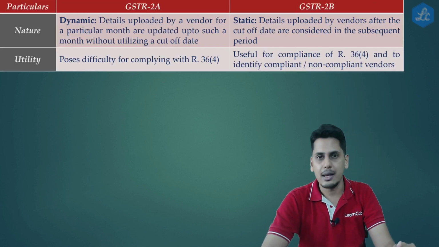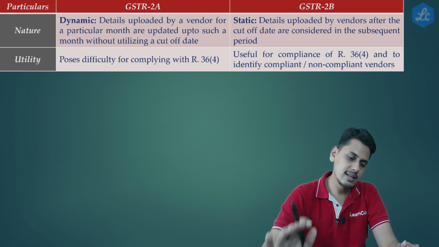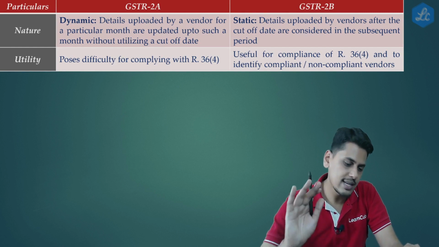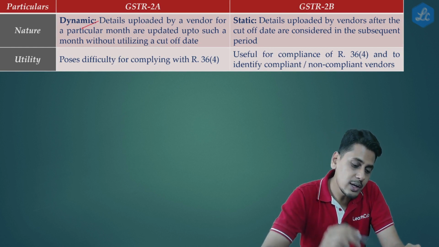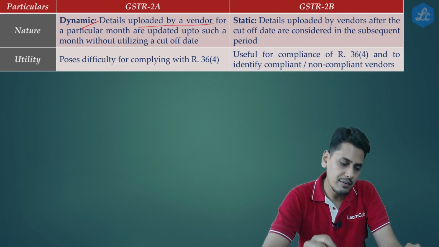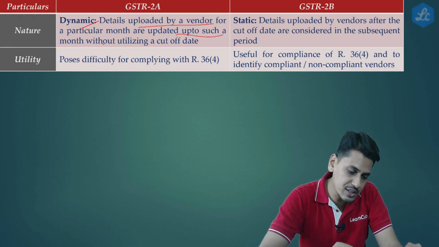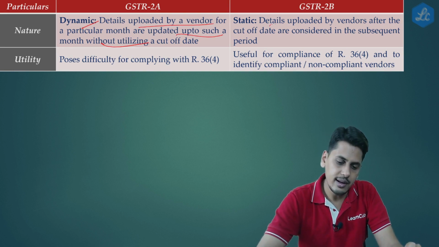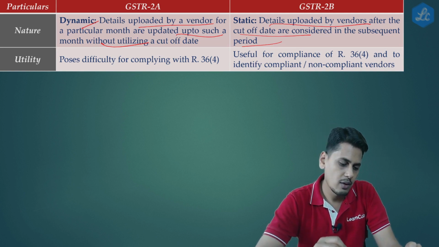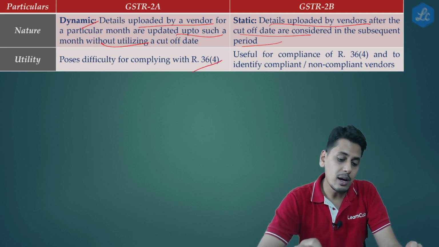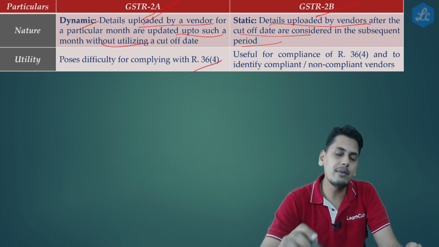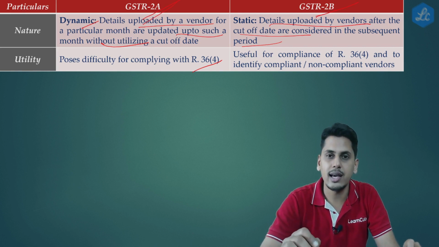Let's have a few examples. But before we get into the examples, let's have a look theoretically at the difference between 2A and 2B. All of us know, we are just having a reading. GSTR 2A is dynamic. Details uploaded by a vendor for a particular month are updated up to such a month without utilizing a cutoff date. GSTR 2B is static. Details uploaded by vendors after the cutoff date are considered in the subsequent period. What is the utility? One cannot comply with Rule 36(4) by following GSTR 2A. However, one can comply with Rule 36(4) by following GSTR 2B.